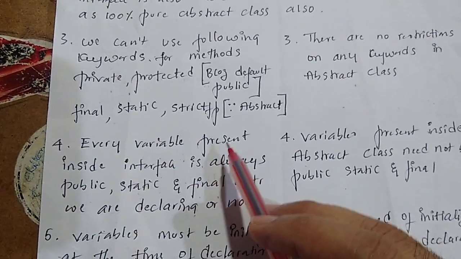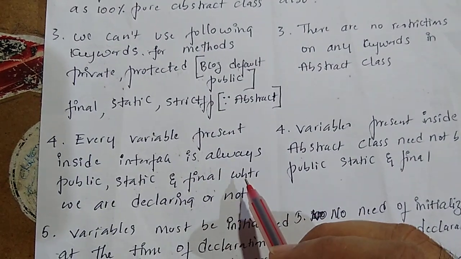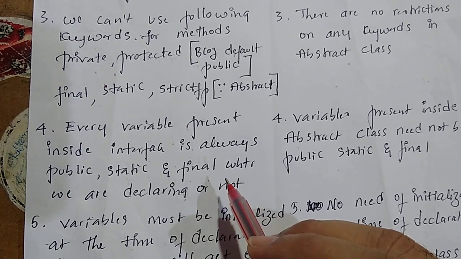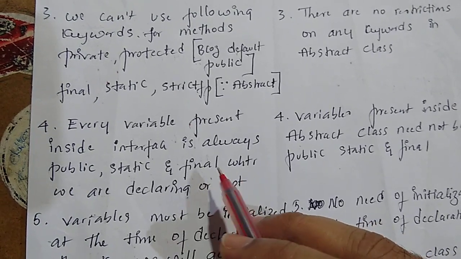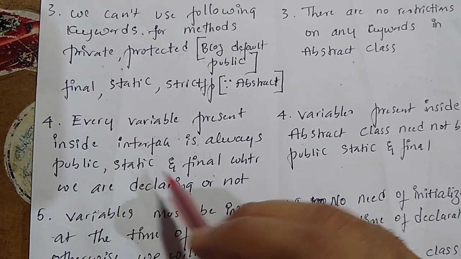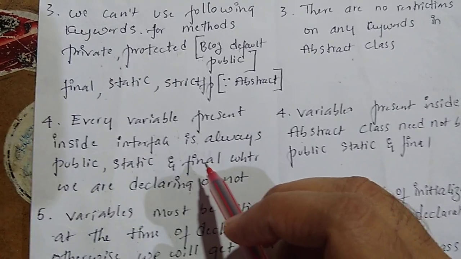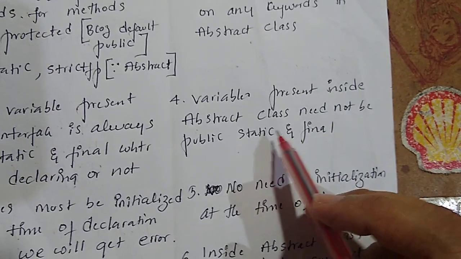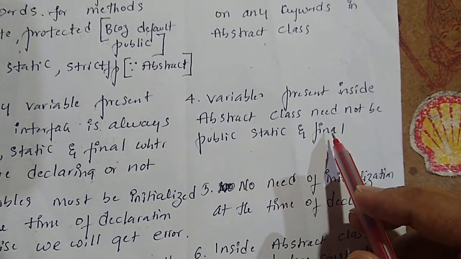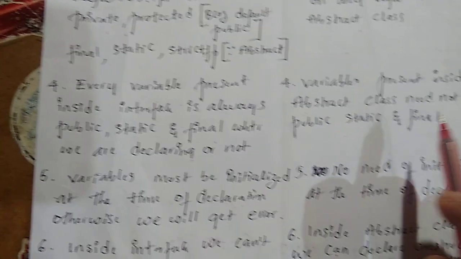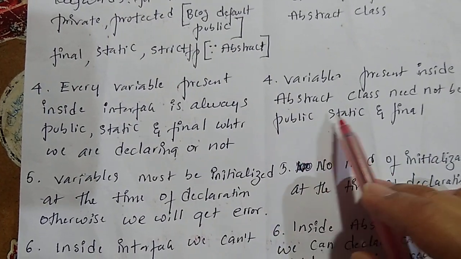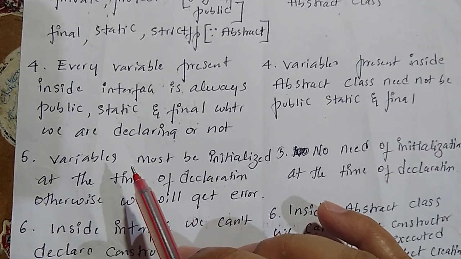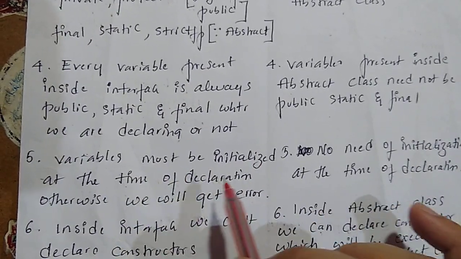Every variable present inside an interface is always public static final, whether we declare it or not. If you declare it or skip it, by default it is public static and final for all the variables. A variable present inside an abstract class need not be public static and final; it can be anything. They are just variables, and we can use any keywords.